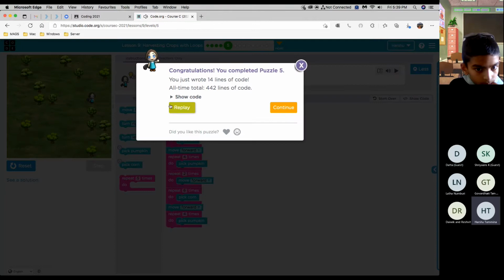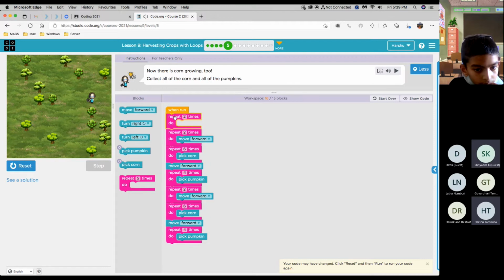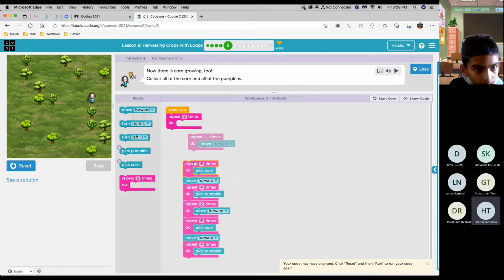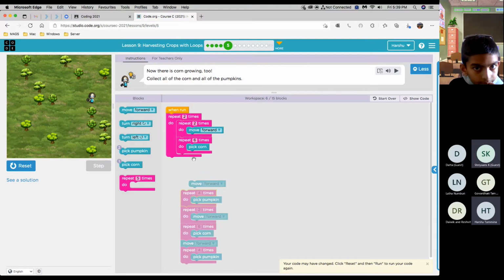That's correct. I think there's another way to do it. I have a faster way. Yes, go ahead. Okay. So first you put a repeat two times. And then put two loop forwards inside of it. Next, you put repeat six times in the bottom of the two loop forwards. And pick corn inside of it. And at the bottom of the repeat six times, put a move forward.